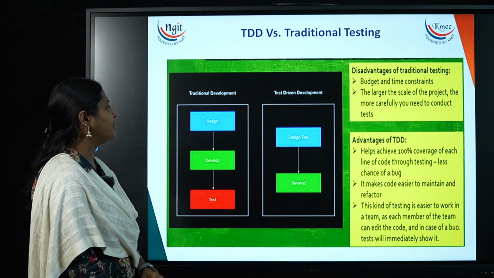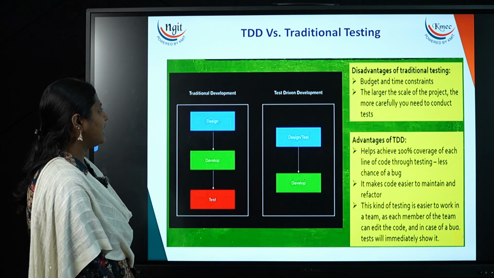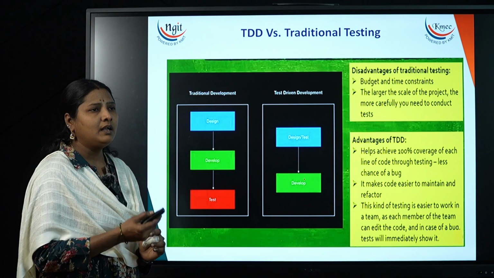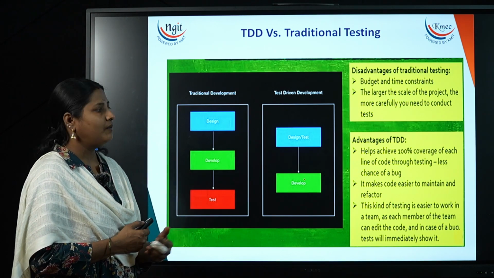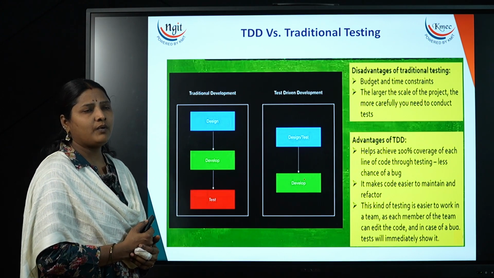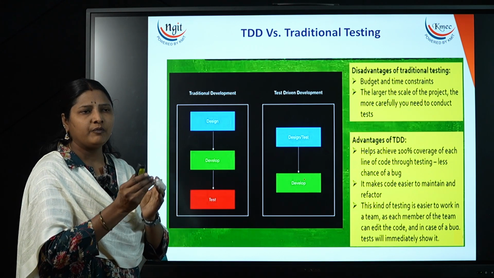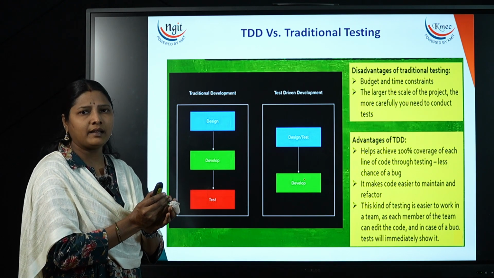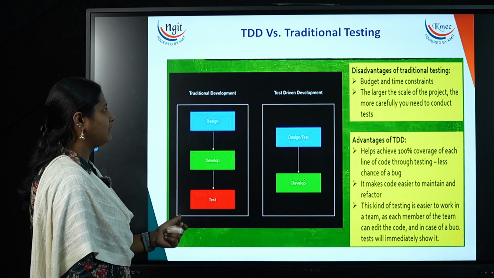Coming to the next one, the difference between test driven development and traditional testing. Traditional testing is done at the end of the software development, whereas test driven development is done at the time of code development. Whenever there is a need to convert the design into code, for each and every design a separate code is developed. At that time each and every functionality is tested by using test driven development.